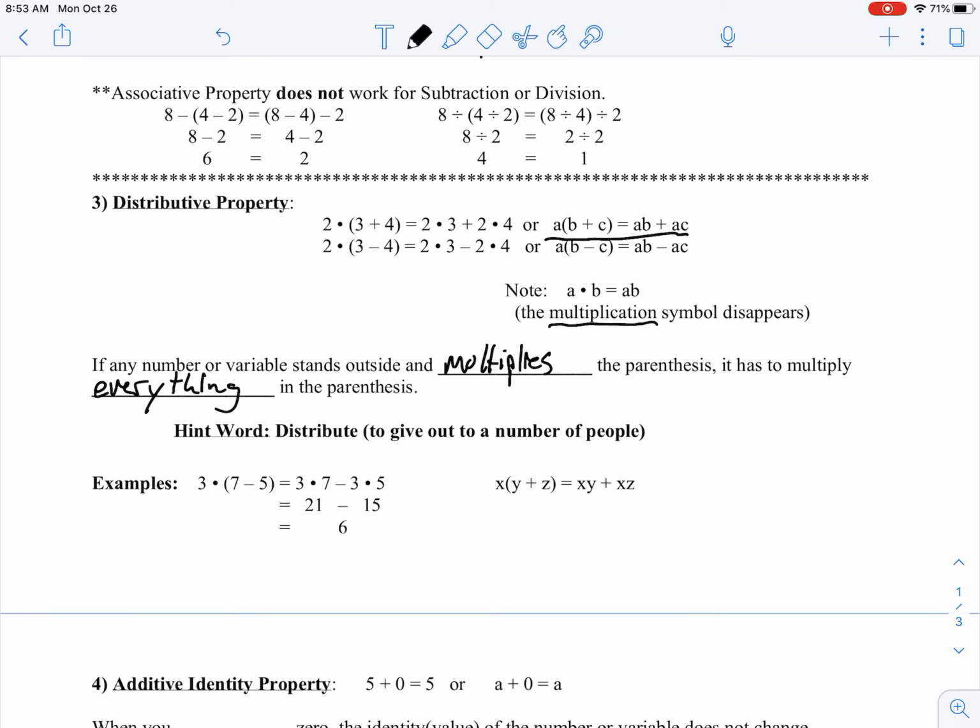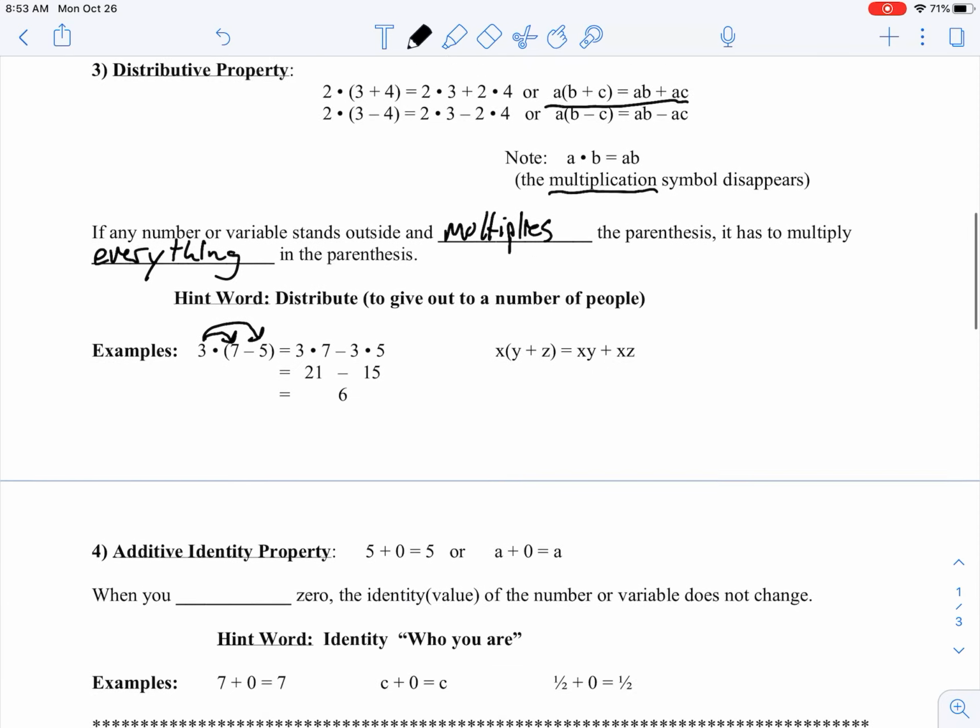If any number or variable stands outside the parentheses and multiplies, it also has to multiply everything in the parentheses. We oftentimes use arrows to show this. So we're doing 3 times 7 to get that piece, and then 3 times -5 to get that piece there. And we can work our way down and get our answer there.